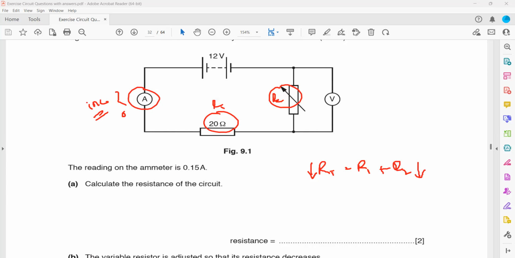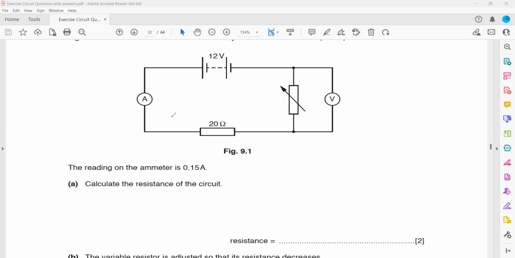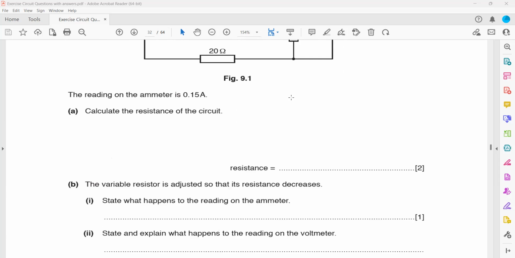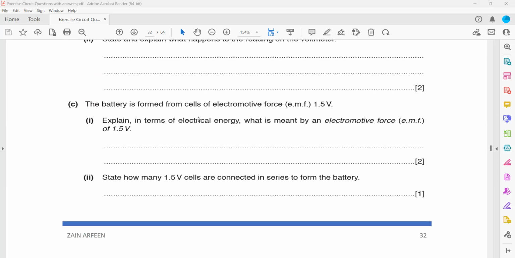But what happened to the voltmeter reading? Because the resistance of the variable resistor is small, there is less voltage across it, so less voltage across the voltmeter. So the reading of the voltmeter will decrease and the reading of the ammeter will increase. The voltmeter reading will decrease because the resistance decreases, so less voltage across the variable resistor, less voltage across the voltmeter.